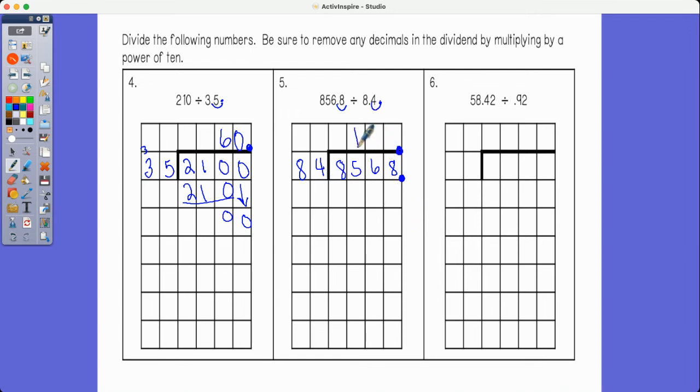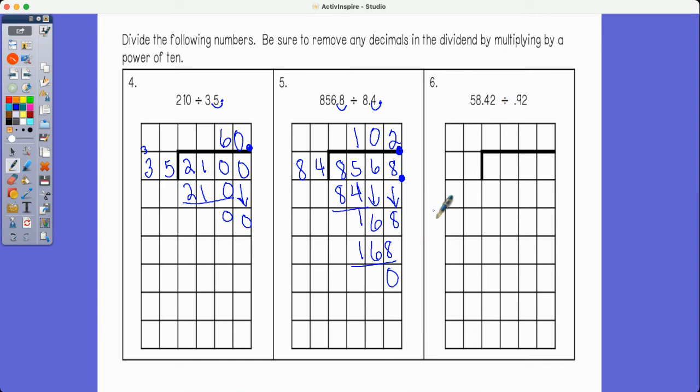84 goes into 85 one time. 1 times 84 is 84. Subtract and bring down. 84 does not go into 16, so I'm going to put a 0. Bring down my 8. 84 goes into 168 2 times. 2 times 84 is 168. So you subtract to get a remainder of 0.